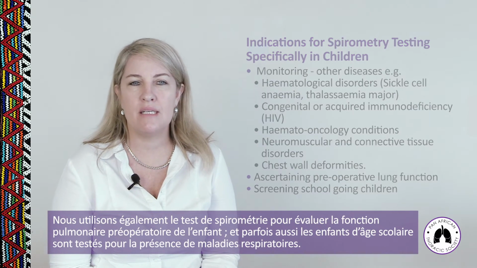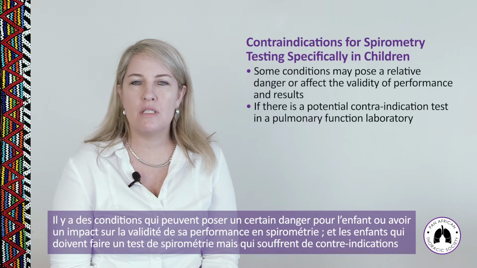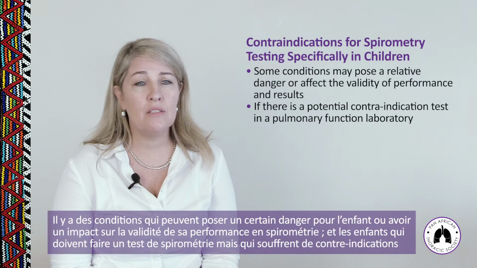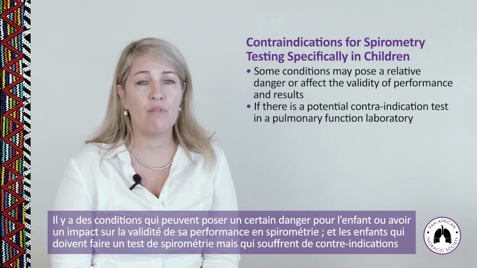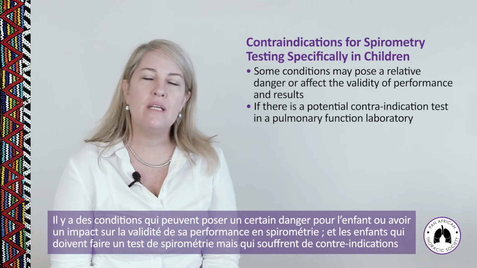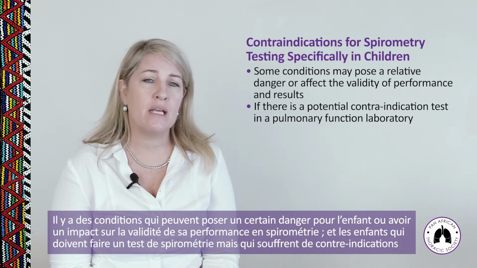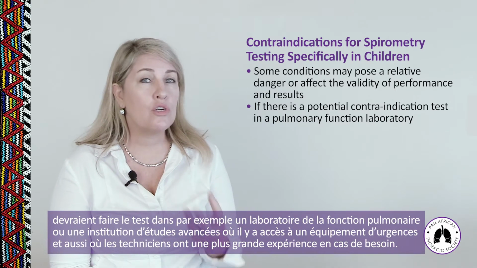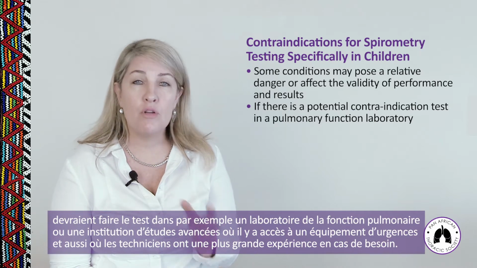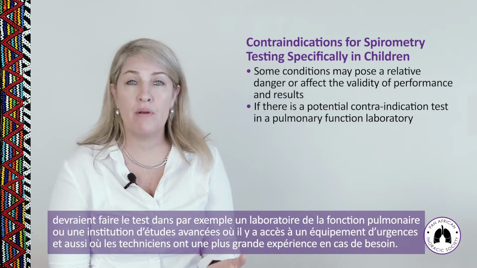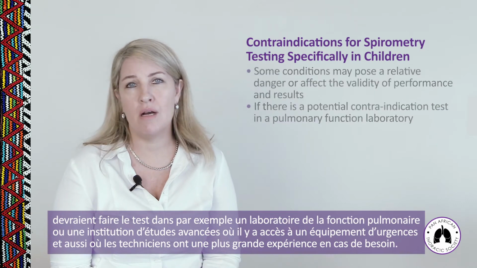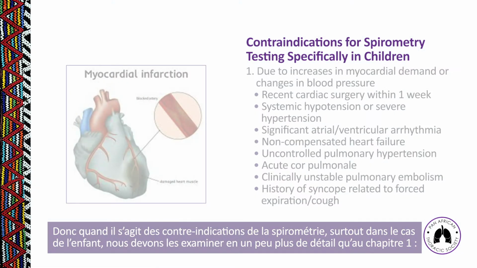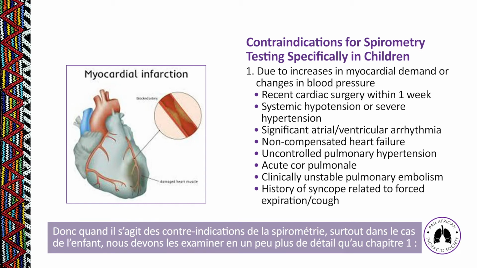screened for respiratory disease. So some conditions may pose a relative danger to the child or affect the validity of the spirometry performance. And children who need spirometry but have potential contraindications maybe should be tested in a lung function laboratory or in a tertiary institution where there is emergency equipment available and maybe more experienced technicians should the need arise. So when it comes to contraindications for testing children specifically, let's look at them again in a little bit more detail than what we did in Chapter 1.